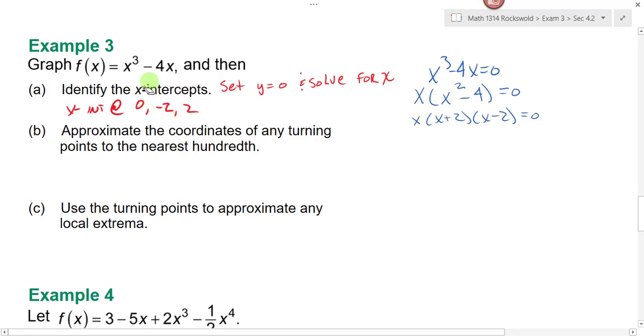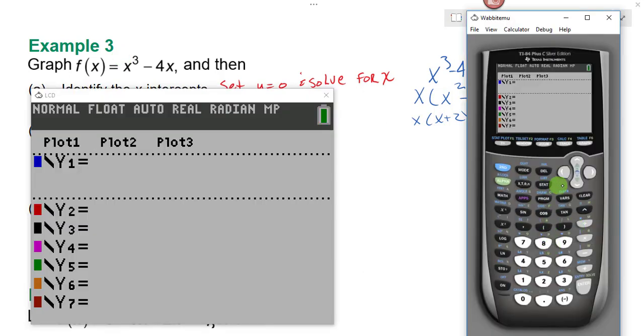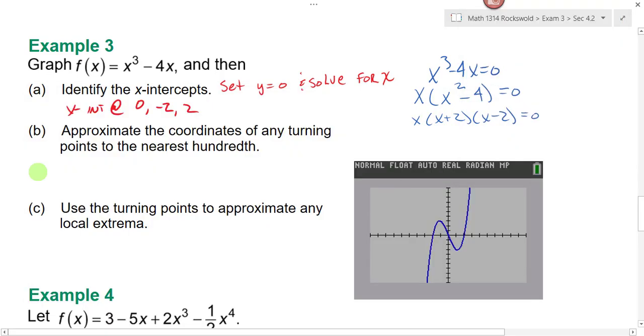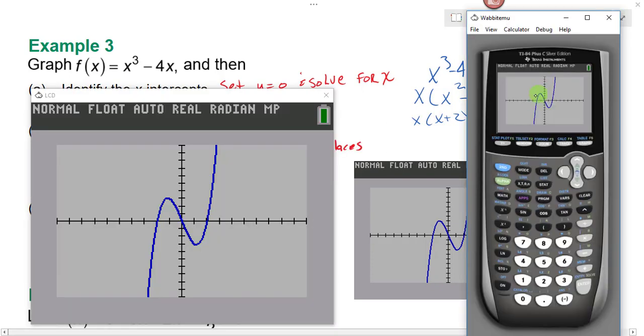Now I'm going to get my calculator out, and we're going to sketch this graph. So I type in my function x cubed minus 4x, and then I'm just going to hit zoom 6 to get a standard window, and there's the graph. Part B asks us to approximate the coordinates of any turning points to the nearest hundredth. How many decimal places is the hundredths? So how do I find the coordinates of this turning point right here?